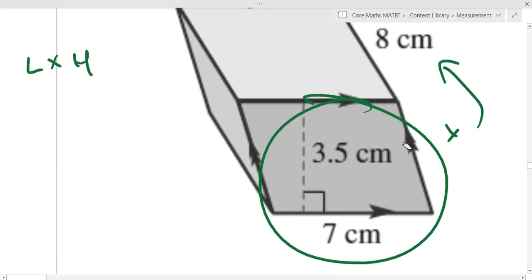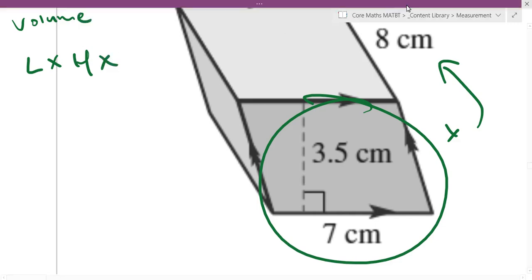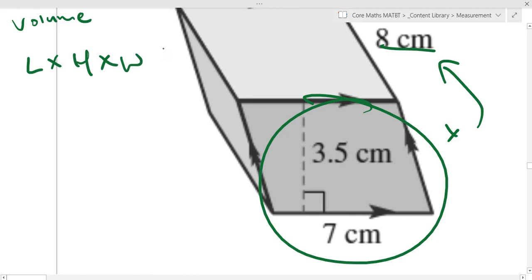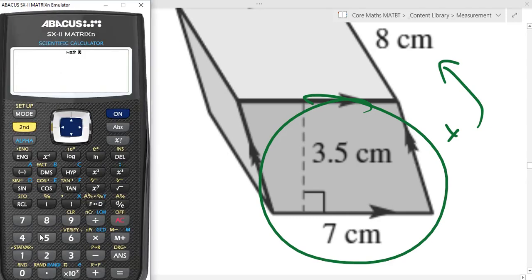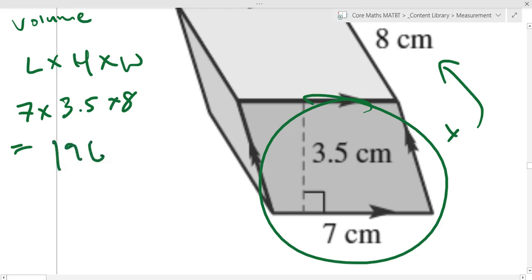So for this, the volume is equal to length times height, and then maybe, I don't know what you want to call that, we can call that the width if you want. So this is going to be 7 times 3.5, and then times that by 8. That'll be 7 times 3.5 times 8 equals 196. So the volume is 196 centimeters cubed.